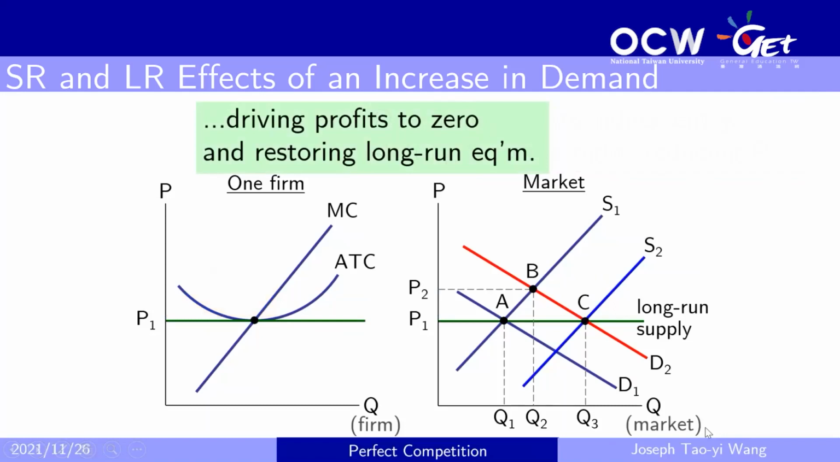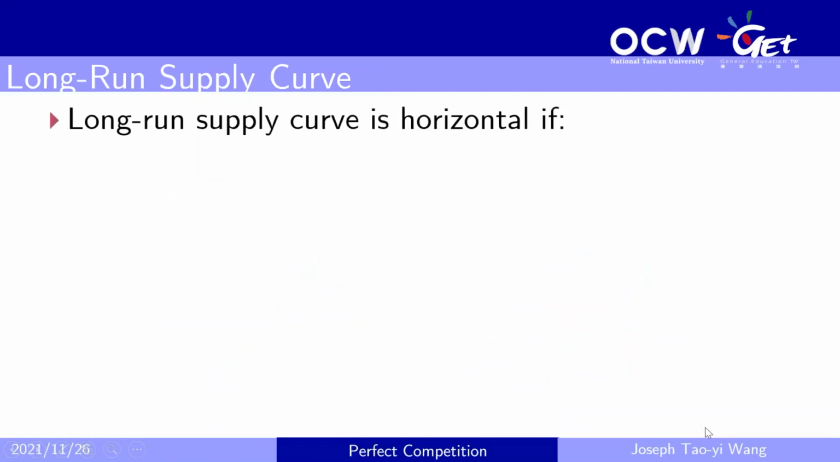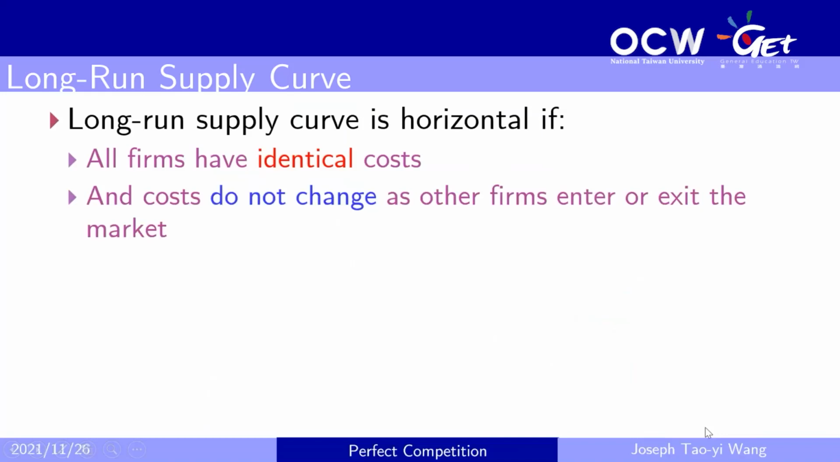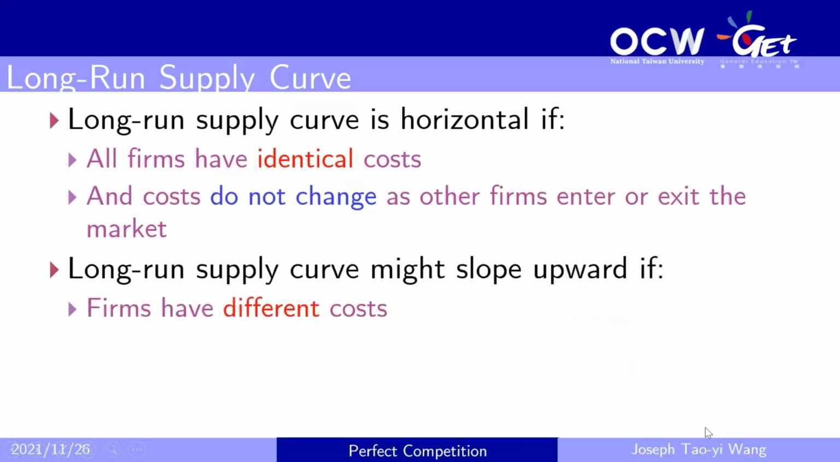So here you see how free entry affects the market so that you indeed have a flat long-run supply curve at the lowest point of the ATC curve. There will be short-run fluctuations, but because of free entry and exit, at the zero profit condition, you're back at this long-run supply curve. The long-run supply curve is horizontal because all firms have identical costs. That's an assumption we made. And this cost does not change as other firms enter or exit the market. If these two assumptions are wrong, so if firms have different costs, or if cost goes up as firms enter the market, then you could have an upward sloping long-run supply curve.